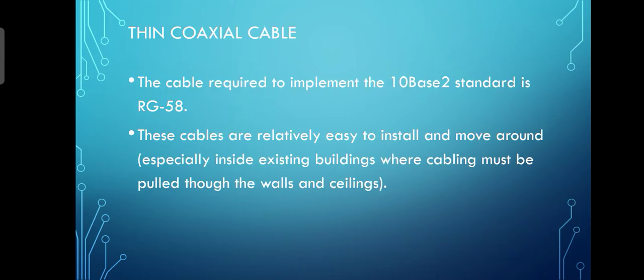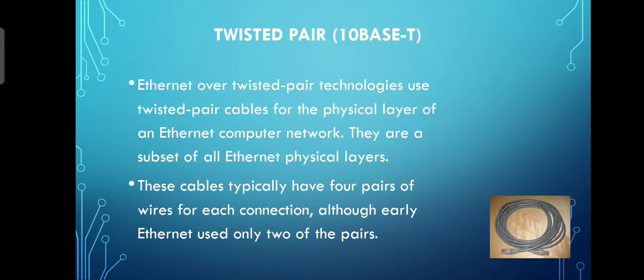Next, thin coaxial cable. The cable required to implement the 10Base2 standard is RG58. These cables are relatively easy to install and move around, especially inside an existing building where cabling must be pulled through the walls and ceilings. So they are easy to establish and move around.